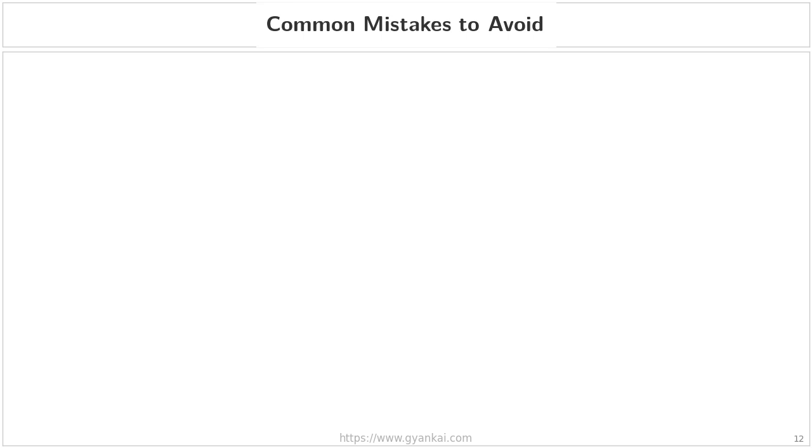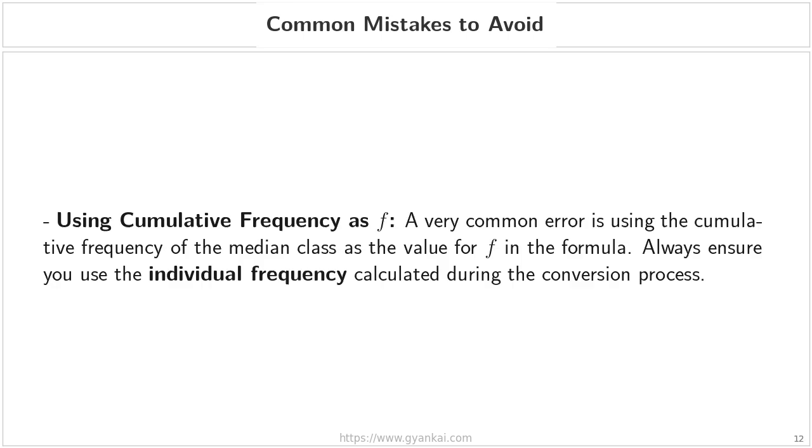Common mistakes to avoid. First, watch out for using the cumulative frequency as your frequency, or f. This is perhaps the most frequent error I see. When you are looking at your median class, do not grab the cumulative frequency value from the table. Instead, you must use the individual frequency that you calculated during our conversion step. Remember, f represents only the number of observations within that specific interval, not the running total.